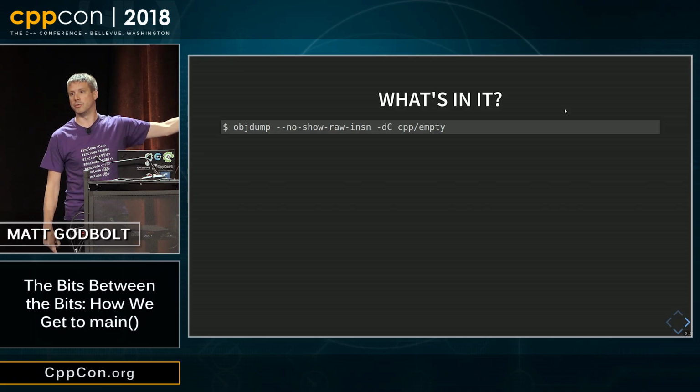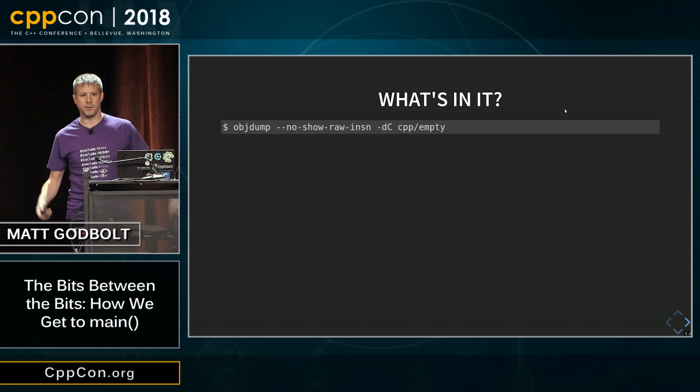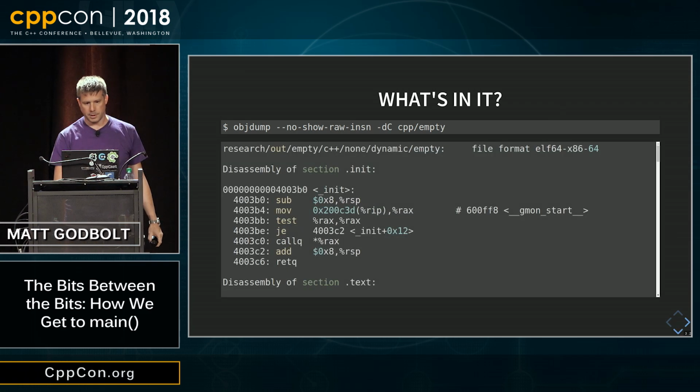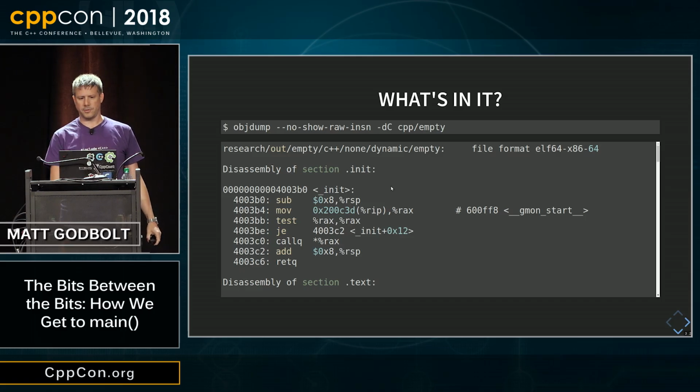And the dash no show raw means I'm not interested in seeing all the bytecodes. I just want to have an idea about what the code is. And this is what we see. I have to slide around a bit. First of all, there's code that I didn't write. There's this _init function. Interesting.